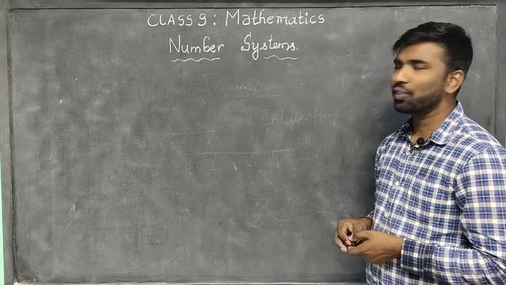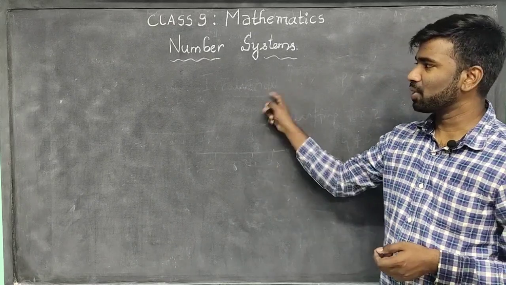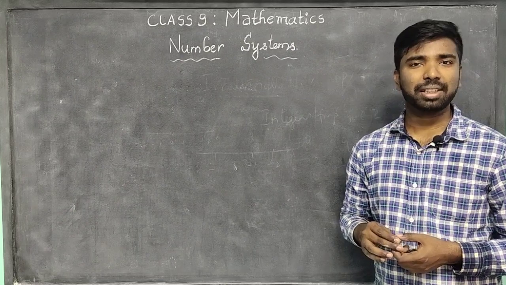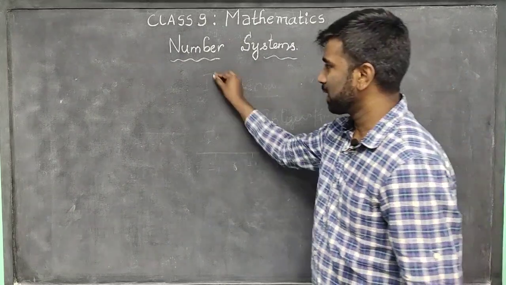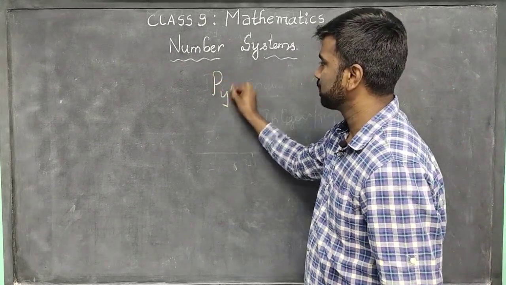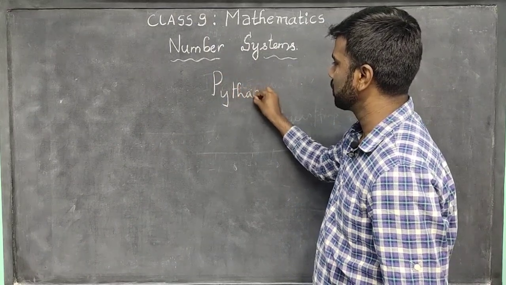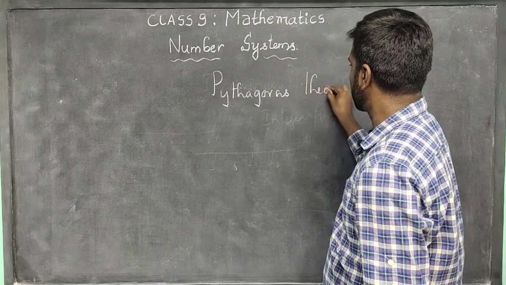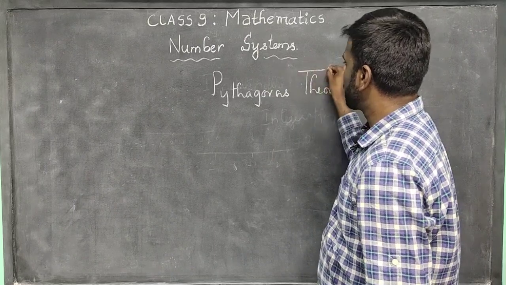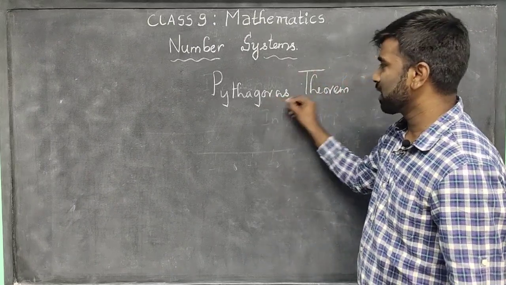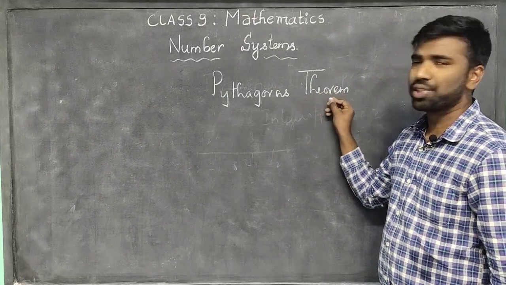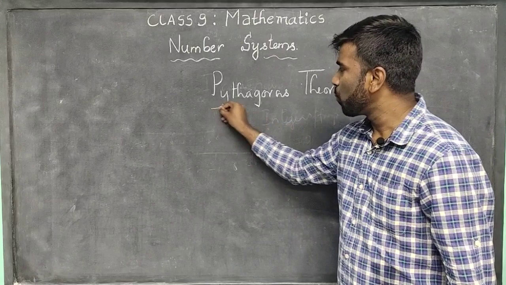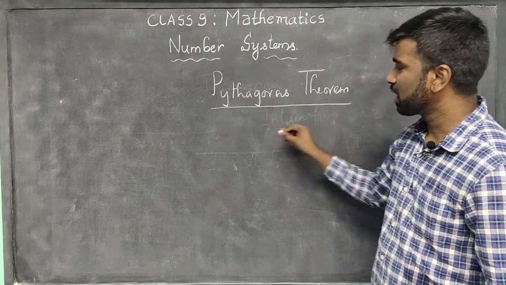Students, before we try to locate irrational numbers on the number line, we will learn an important concept and theorem called the Pythagoras theorem. We should understand the Pythagoras theorem before we proceed to locating irrational numbers on the number line. Now, what is the Pythagoras theorem?